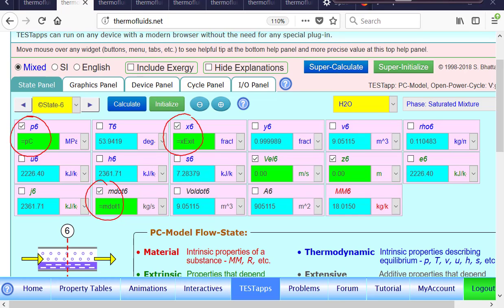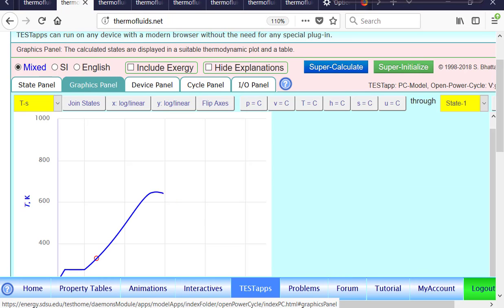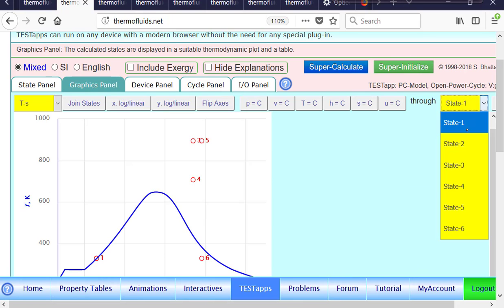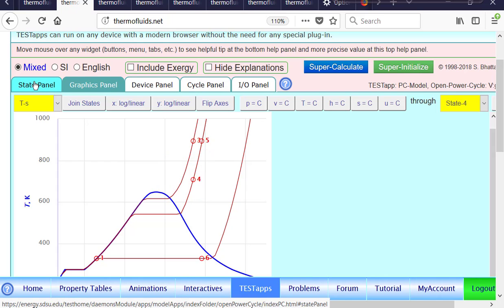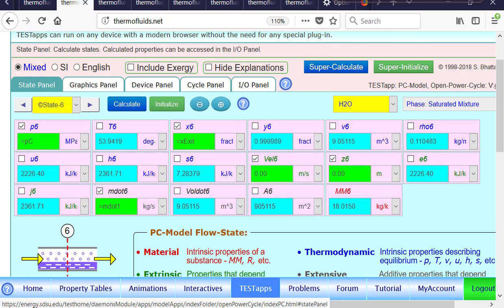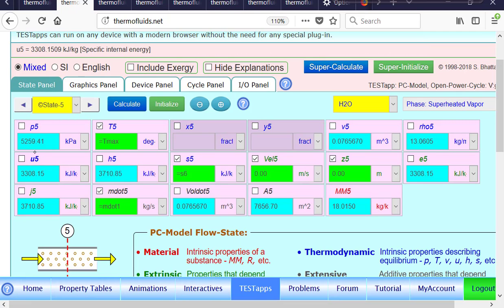Now that all the states are ready, of course you can go to the graphics panel and you can show that there are 3 different pressures. This is the condenser pressure, and this is the boiler pressure, and state 4 goes to the reheat. So these are the 3 different pressures in this problem, and the reheat pressure has been found for us. We can go to state 4 or 5 to pick up the answer. The reheat pressure is 5259 kPa or 5.26 MPa.